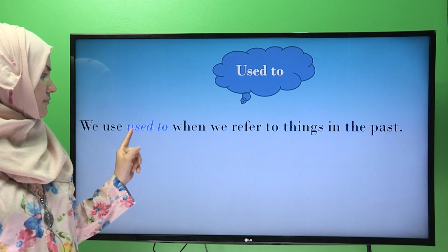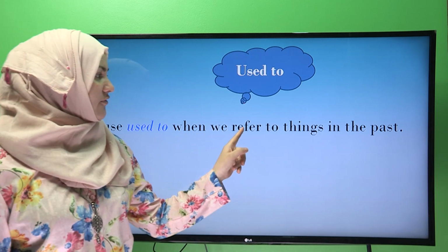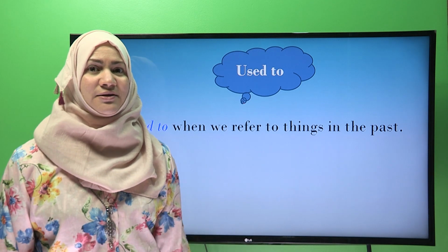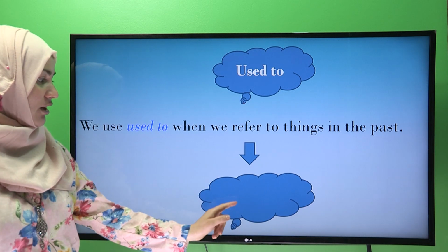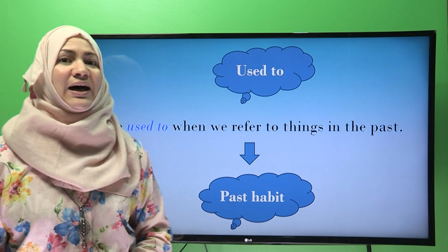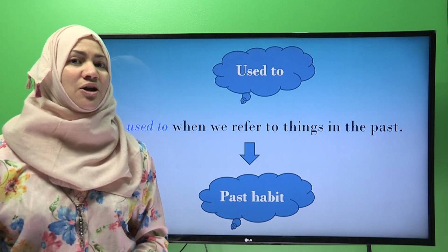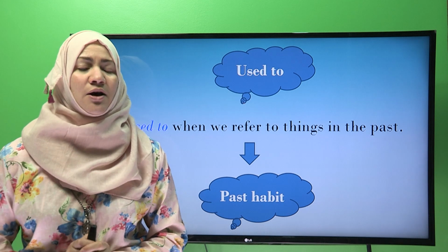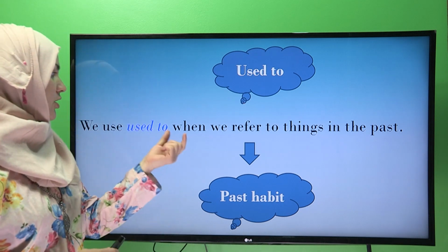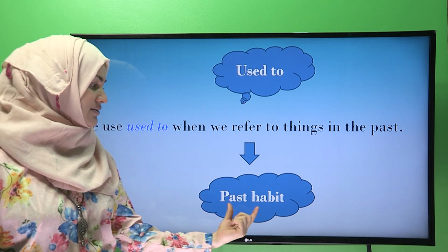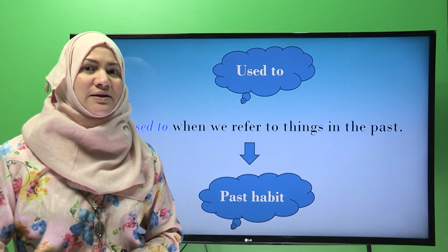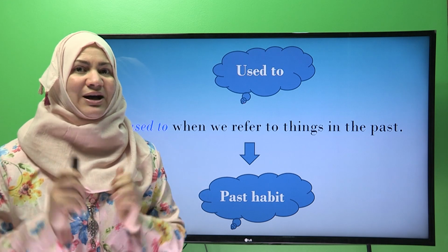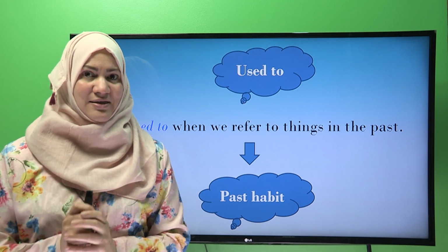We use used to when we refer to things in the past. What does it mean here? It means we are going to talk about past habit. Here we are going to talk about things we did in the past. Used to means we talk about our past habits, things we did in the past.